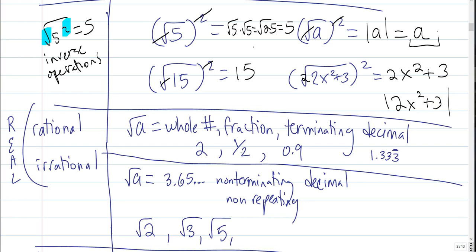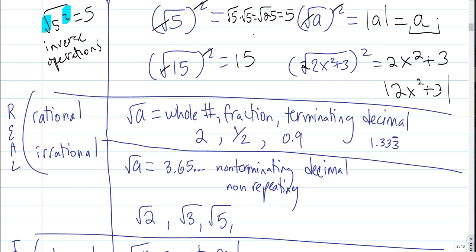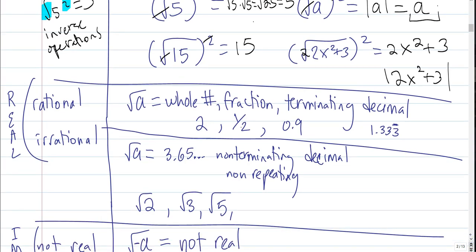Okay? So let's talk real quick about types of numbers. The square root of a number, if the result is a whole number, like the square root of 4 is 2, the square root of 1/4 is 1/2. If our answer is a whole number, a fraction, or a terminating decimal, what do I mean by that? 1.333333, any decimal that terminates, 0.9, or repeats. Why? Because any terminating decimal can be written as a fraction, and any repeating decimal can be written as a fraction. We call that rational.